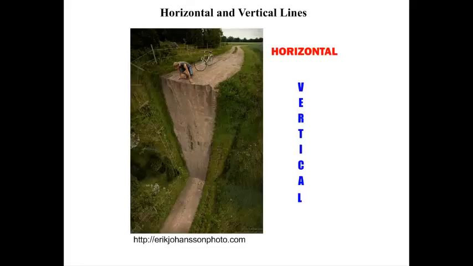So in this lesson, we're going to take a closer look at horizontal and vertical lines. You can see here, horizontal are lines that run straight across flat. Vertical are the ones that drop like a rock. I love this picture. This is by Eric Johansson. Check him out at ericjohanssonphoto.com. He's got a lot of cool graphic designs that he's done.